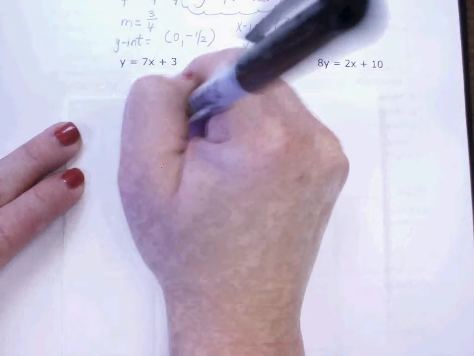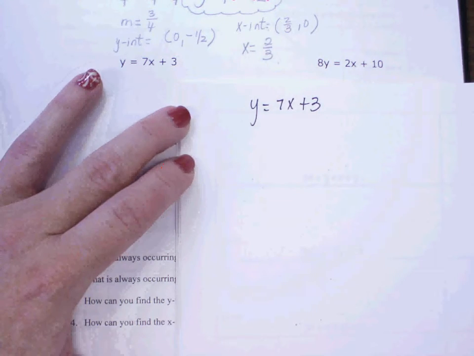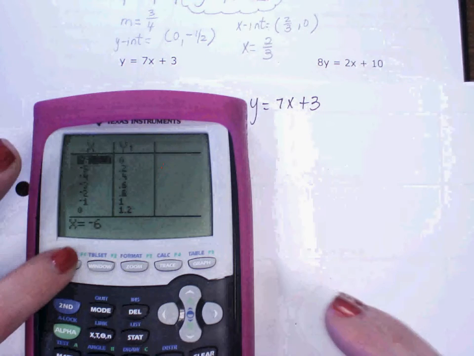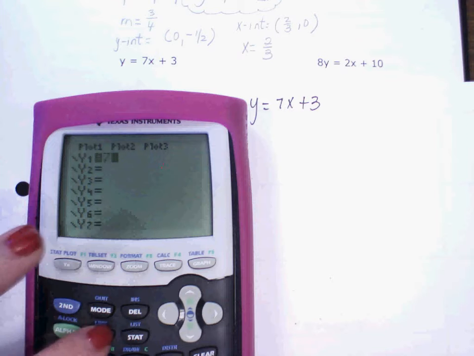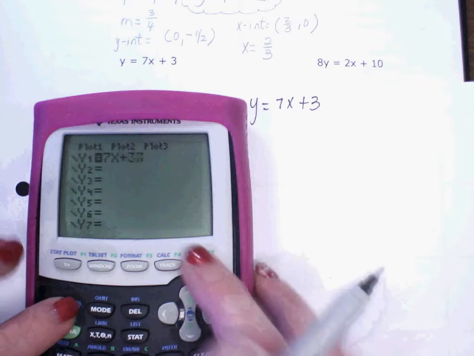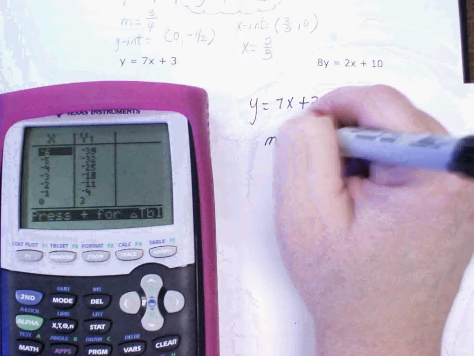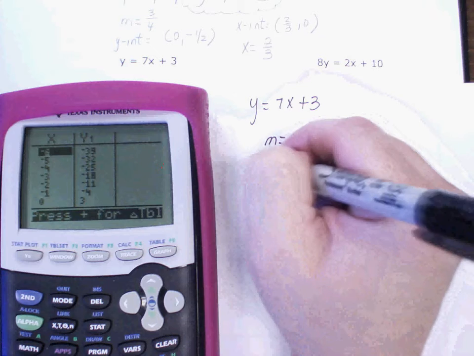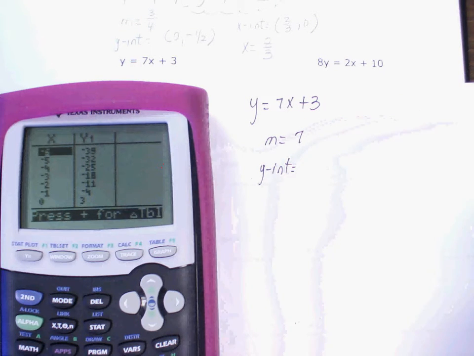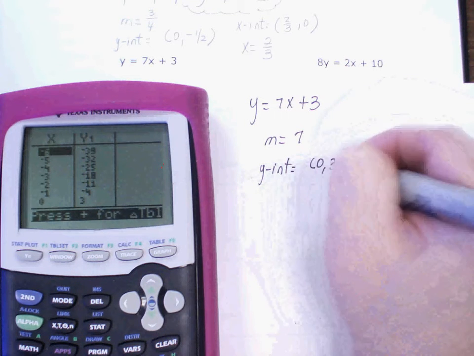Y equals 7x plus 3. Do I have to do anything for this one? Do I have to solve for y? Heck no. I just need to go to the equation, to the calculator, and write down 7x plus 3, and then I need to go to the table. All right. What's my slope? 7. What's my y-intercept? I'm going to ask again. What's my y-intercept? 0 and 3.